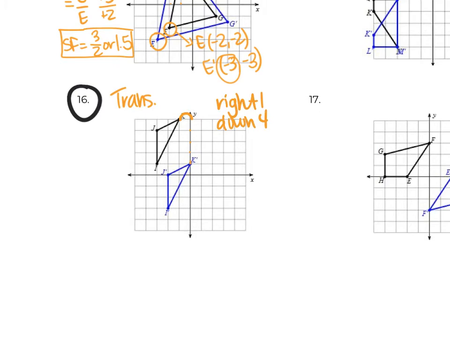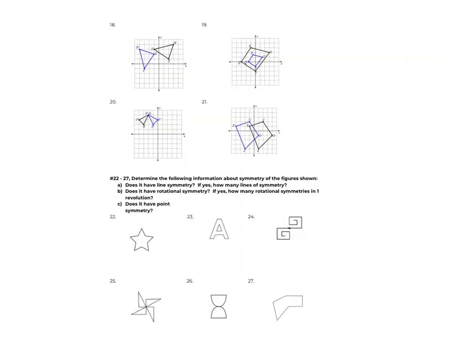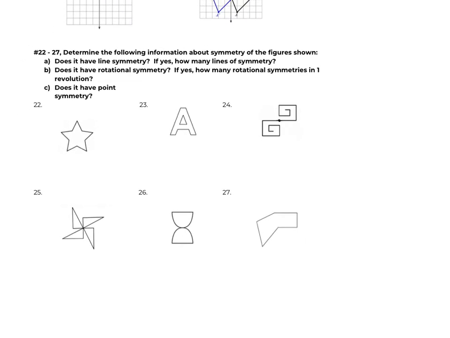So to represent that in the mapping rule, I have my original, my pre, 1 is my x, down 4 is my y. So that's x plus 1, comma, and then y minus 4. I think I gave you a couple more on here, but hopefully you can do those now that I gave you an example.